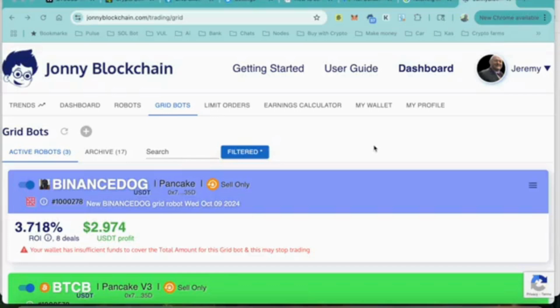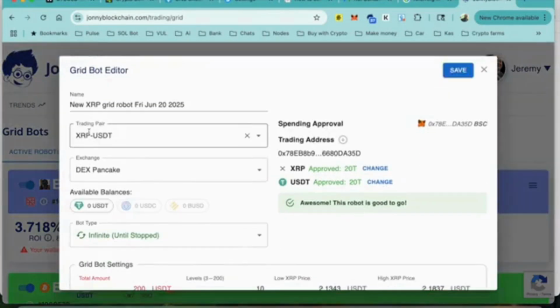Now, I'm constantly asked about setting up a grid bot, and how would I go about setting up a grid bot for Bitcoin, for example. So in this video, I wanted to give you an idea of maybe what I would do if I was setting up a grid bot.